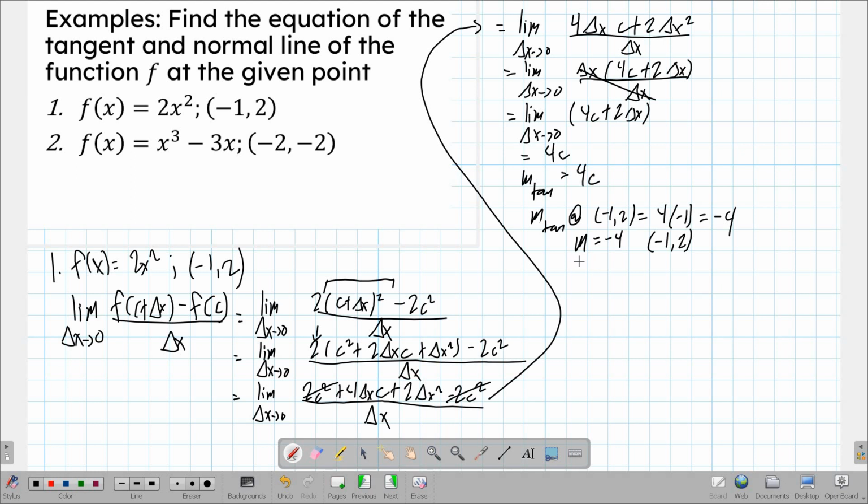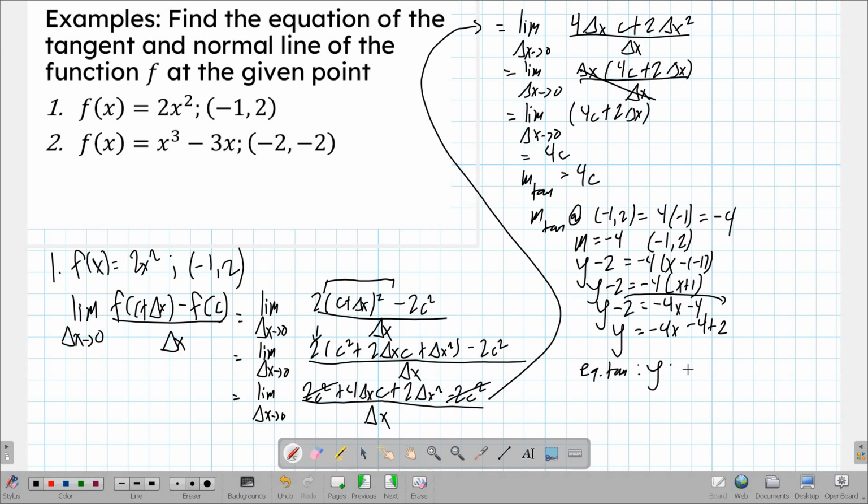So therefore, we're going to have y minus 2 is equal to negative 4 times x minus negative 1. That turns to x plus 1. So to find the equation, I'm going to write it in slope-intercept form. Let me first distribute the negative 4 on the right hand side. That becomes negative 4x minus 4. Transpose, we're going to have y is equal to negative 4x minus 4 plus 2, which gives us the final equation of the tangent line. Y is equal to negative 4x minus 2.